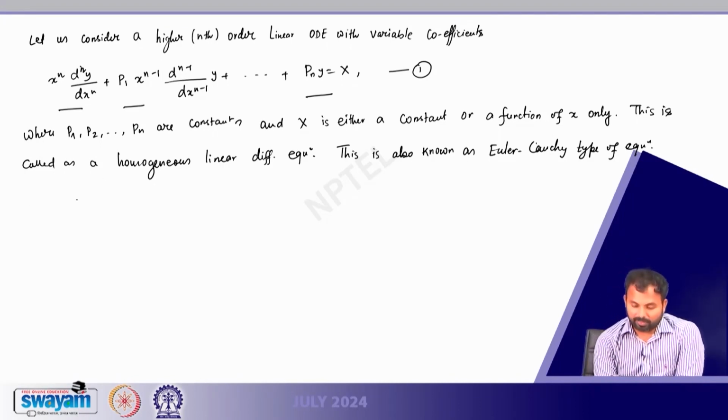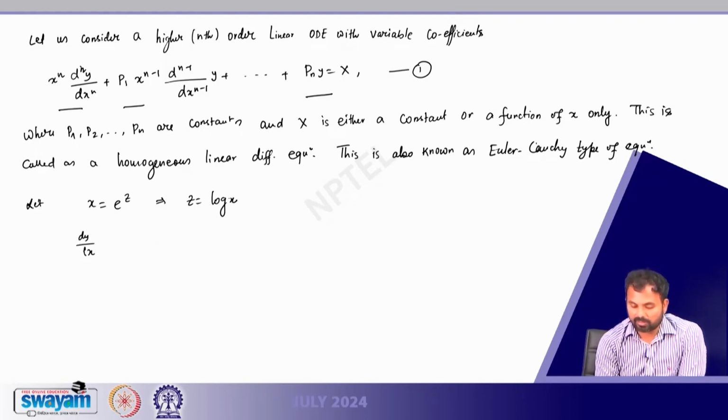So let us make some change in variable, right. So the idea is to change the variable. So let x equal e to the power z. Then this will imply z equals log of x. So what will happen to dy/dx?